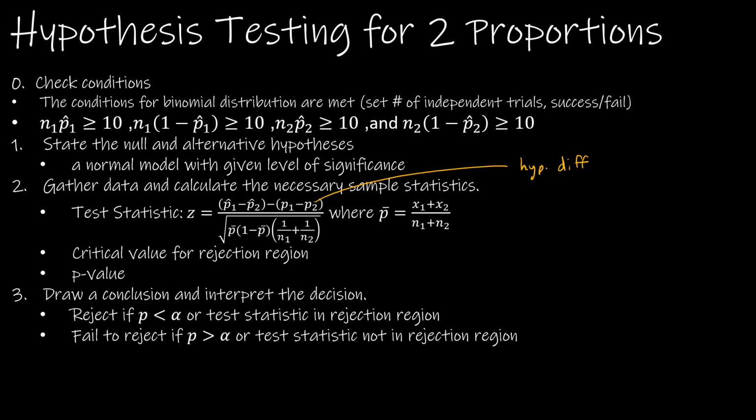So again, don't let any of the formulas scare you, because we're just going to let Excel do all of the work. So as long as we know that this is the formula, and we know what each of those things are, we know where to tell Excel to find the information. Everything else is the same as it has been. We'll find a critical value, a p-value, and then we'll reject or fail to reject based on the same criteria.